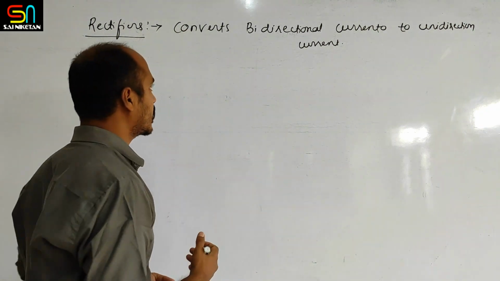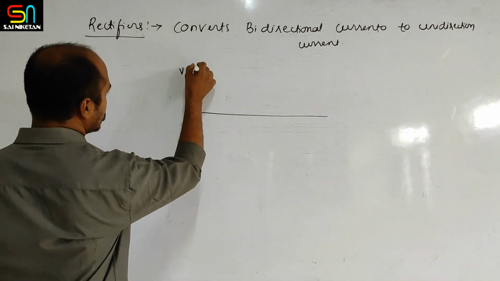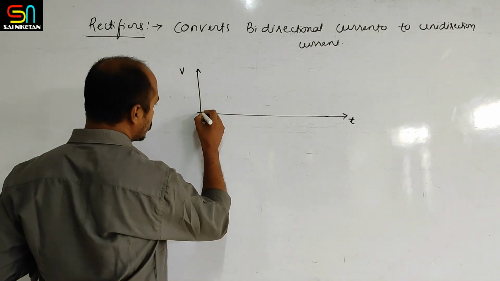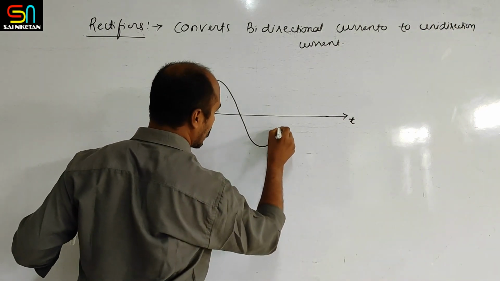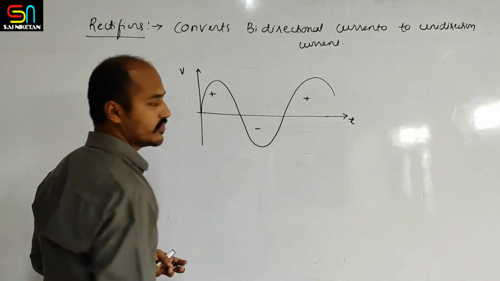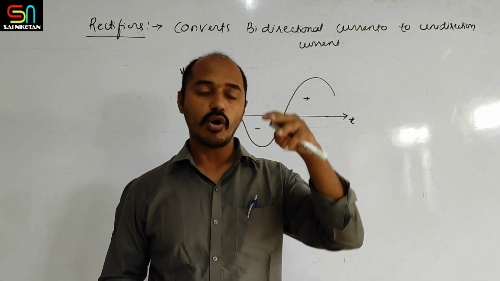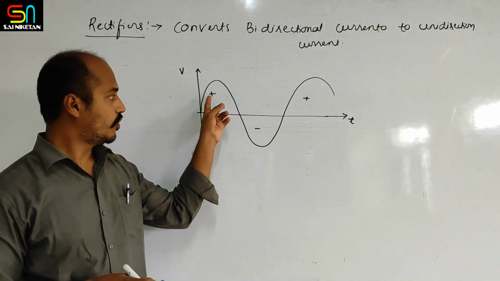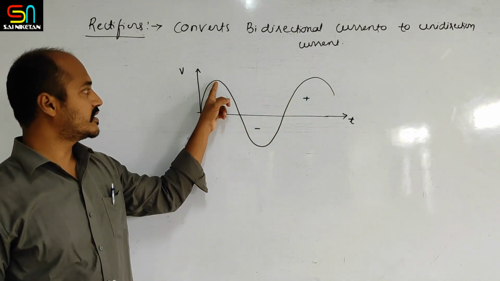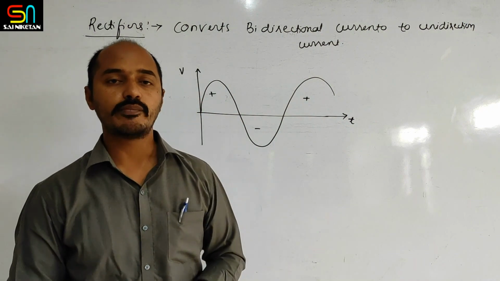So what do you mean by bidirectional and unidirectional currents? If you take the example of alternating current, this axis indicates voltage and this axis indicates time. The voltage of the alternating current varies with time like this. This half cycle is positive, this half cycle is negative, and this half cycle is positive. So this is what bidirectional is. Bidirectional means voltage or current flows in both the positive and the negative direction. Voltage increases, reaches the maximum value, decreases and reaches zero, then increases again in the minus direction. So this is bidirectional current.